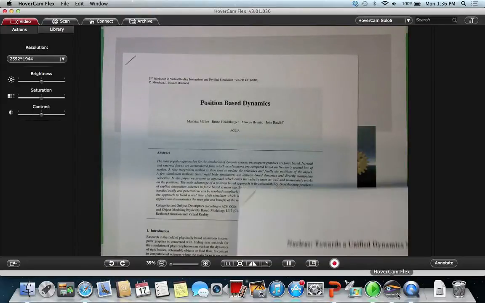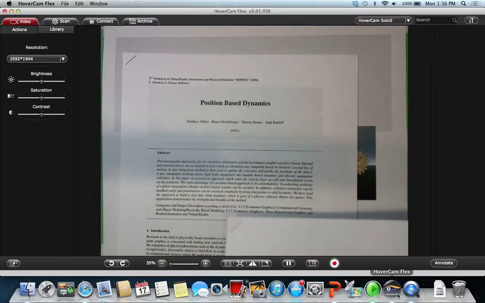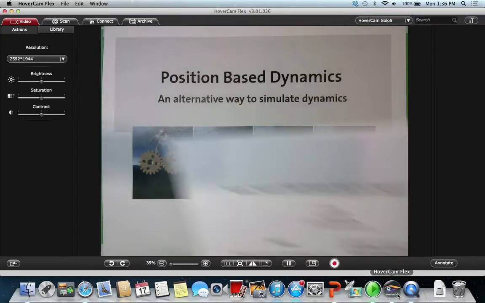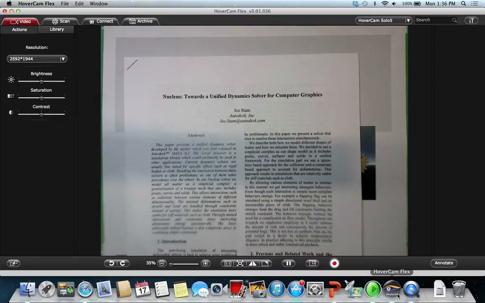So position-based dynamics is part of what you might know as NVIDIA physics. These guys are in games, so this technique was developed primarily for computer games, but it's equally important and equally frequently used in film.